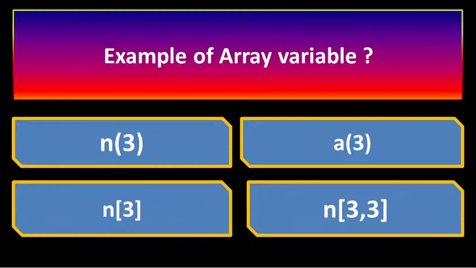And the next question is an example of an array variable. When you declare a simple variable, it has the capacity to hold only one value. But for declaring an array variable, there are 4 options. From these 4 options, you have to select the one right answer. Option 1 is n of 3, then a of 3, n of 3, and n of 3, comma 3. So which one is the right answer from these 4?